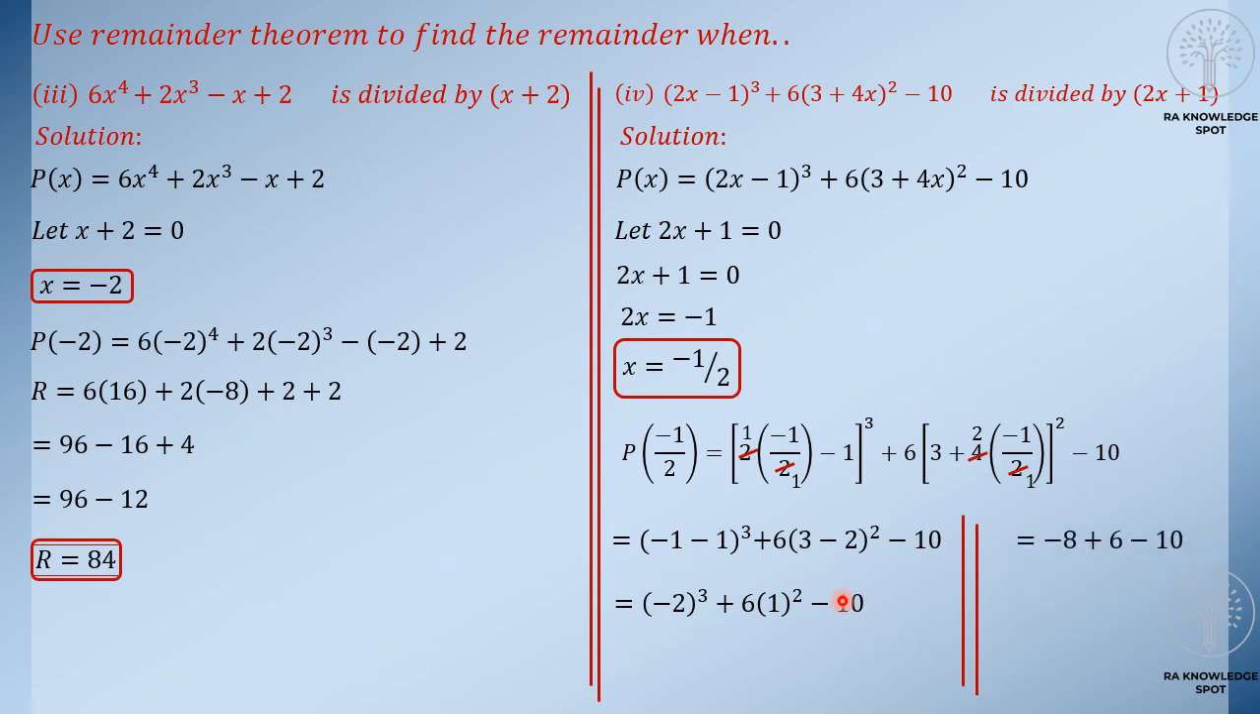The last steps, minus 2 cube, it means it's an odd power. Minus will stay and 2 multiply 2, you have to write thrice. You're going to multiply 2 three times, will be 8. Then 1 square again 1, plus 6 minus 10, and this is minus 18.